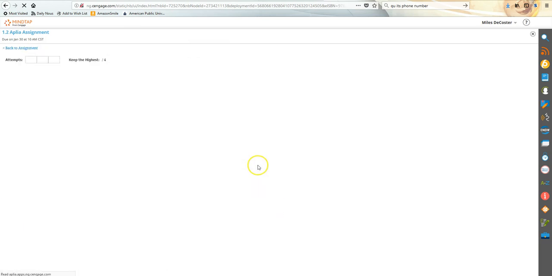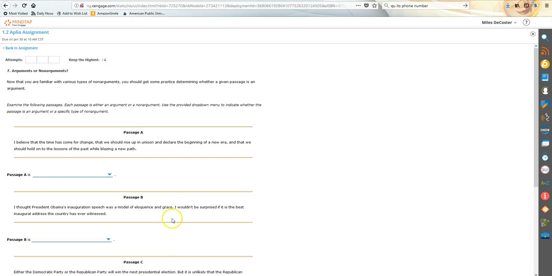And then arguments, non-arguments, this last one here quickly. Examine the following passages. Each passage is either an argument or non-argument. Use the drop-down menu to indicate whether the passage is an argument or a specific type of non-argument. So this is just a little bit more complicated than earlier, where they told you it wasn't an argument, or they asked you whether it was one of three separate kinds of non-arguments.